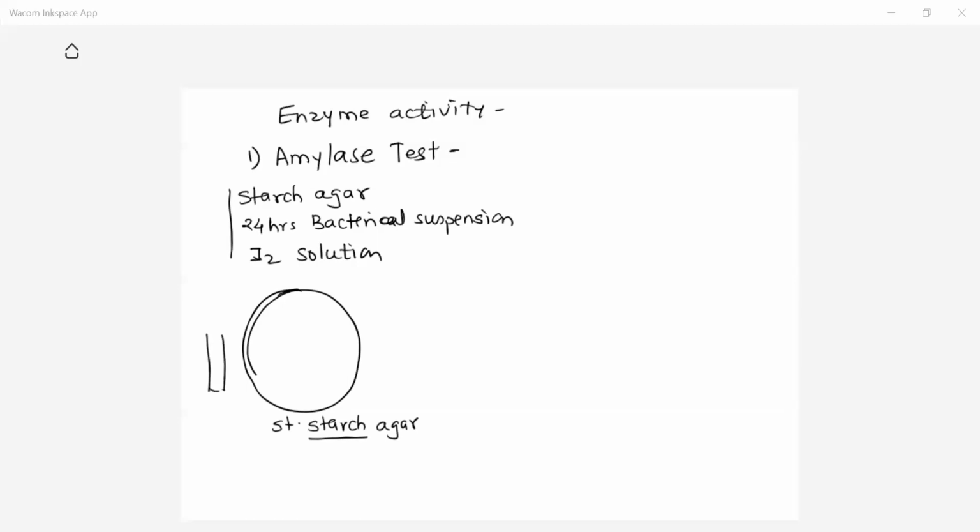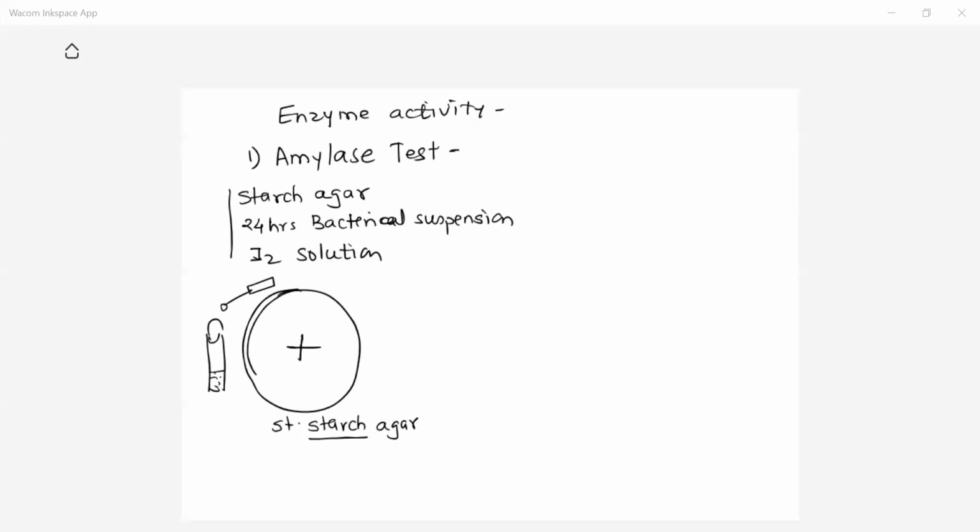Another requirement is your suspension. Take a loopful of suspension. As you know, this is an inoculating needle. With the help of this needle, take the suspension and make a plus sign of the suspension on the starch agar plate. That is the way of inoculation.